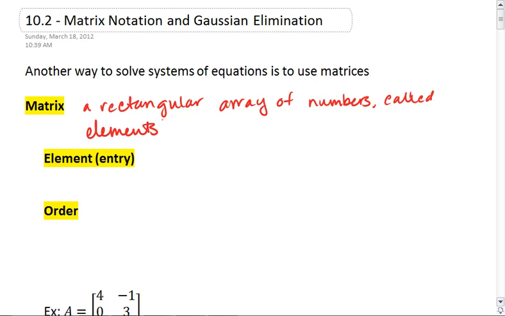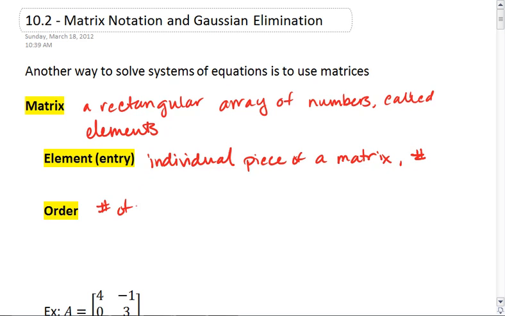An element, or entry, is an individual piece of a matrix. It is a number. The order of a matrix is the number of rows by the number of columns. So usually we refer to matrices as M by N, where M and N are rows and columns.